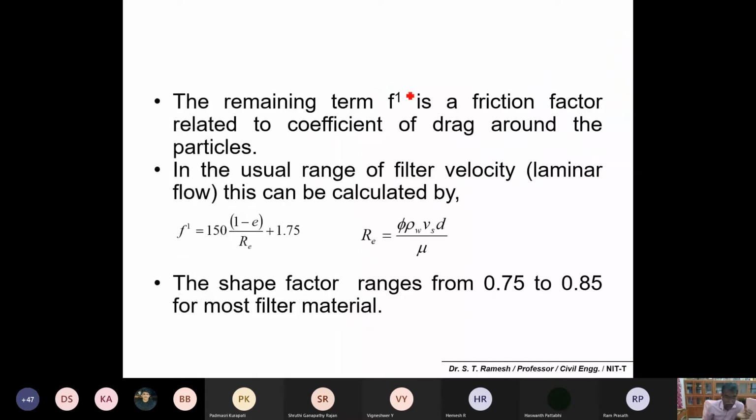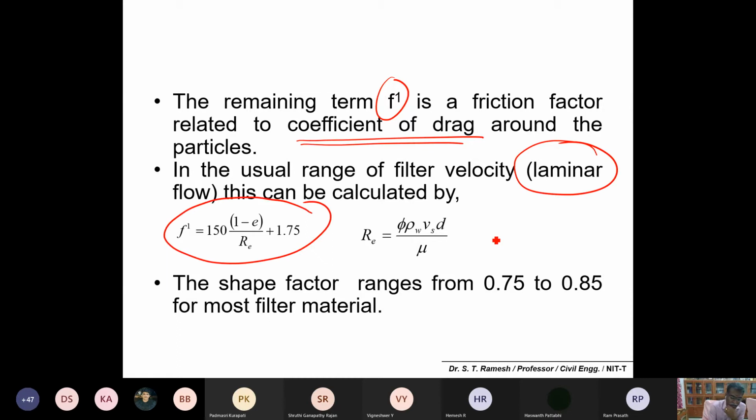The F dash is equal to the friction factor, related to the coefficient of drag around the particle. In the usual range of filter velocity, this is normally laminar flow condition. So for F dash, you can use this formula: F dash is equal to 150 (1 minus E) divided by RE, plus 1.75.